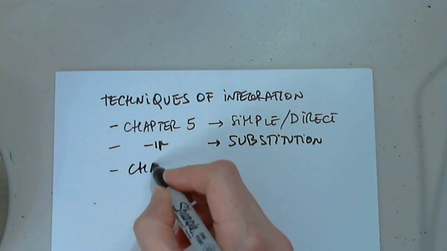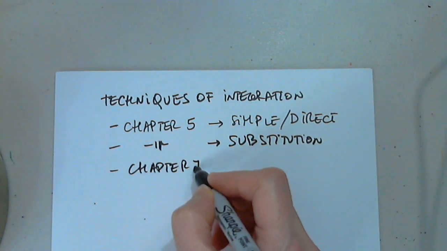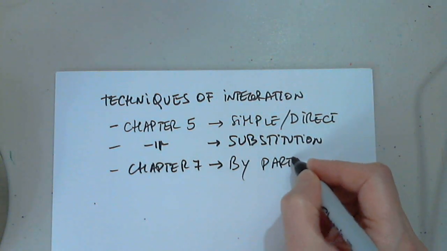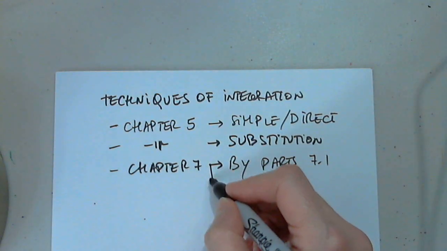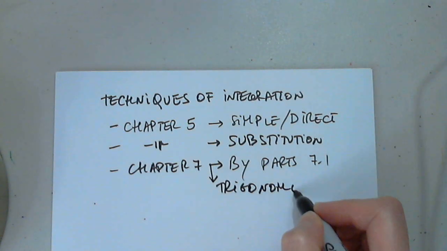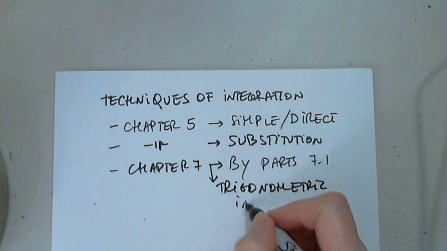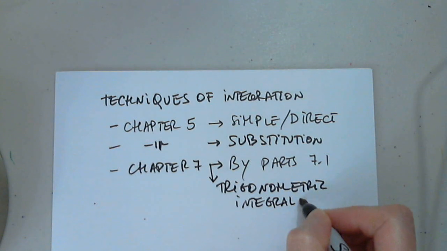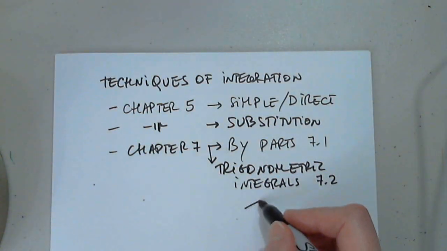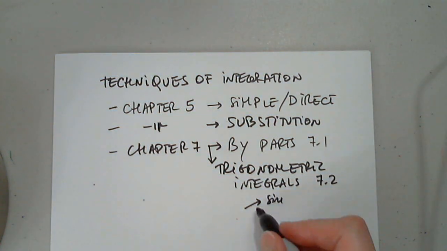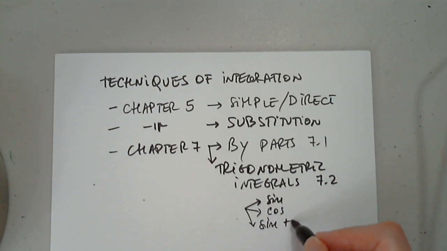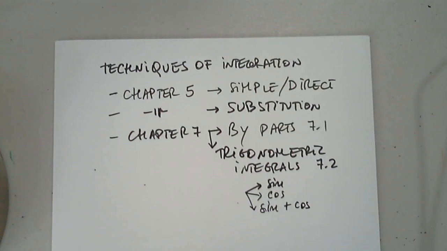Now from chapter 7, we know so far by parts, and that was in 7.1. We know trigonometric integrals, and that was in 7.2. And let's summarize what we saw here. We saw sine only, or cosine only, or sine plus cosine in some form or another.